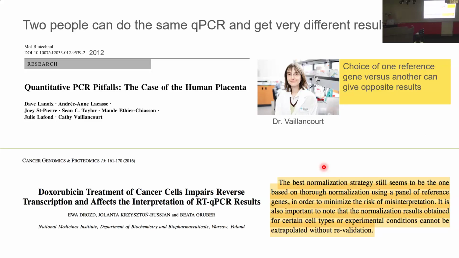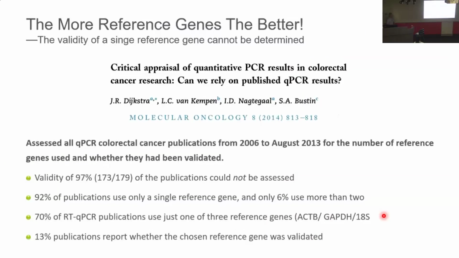Two people can do the same assay and get very different results. And that comes down to the choice of reference gene more often than you think. So here, the choice of one reference gene versus another can give opposite results. So the lesson there is don't use one housekeeping gene. That is an absolute no-no, because it's like having one replicate. You don't know if it worked or not. And basically, another publication here said use as many as you can. I'm trying to cover this quickly for you. More reference genes, the better.